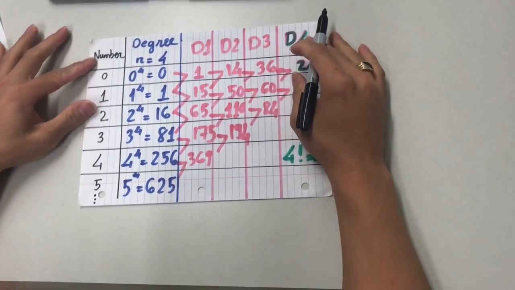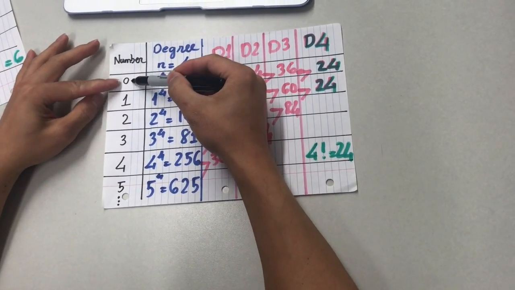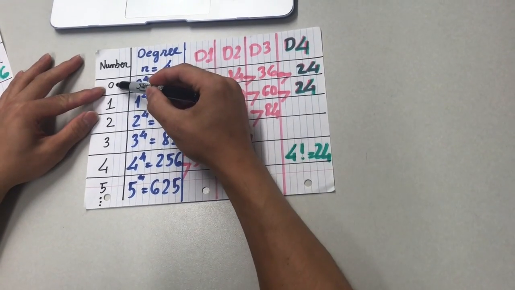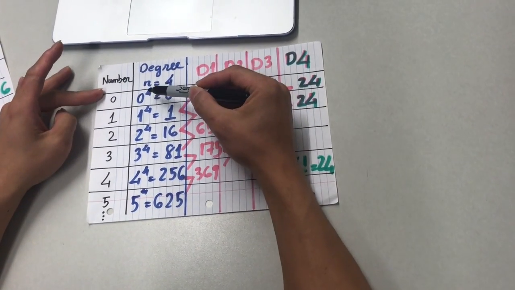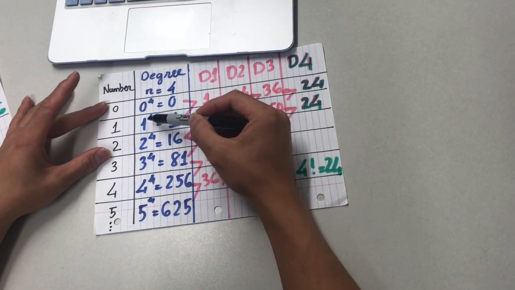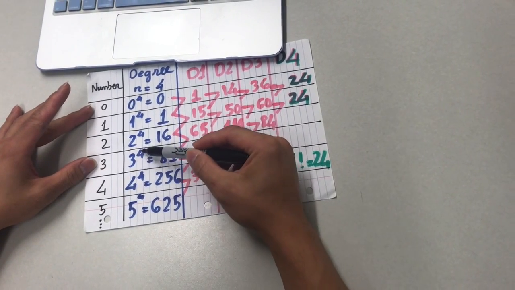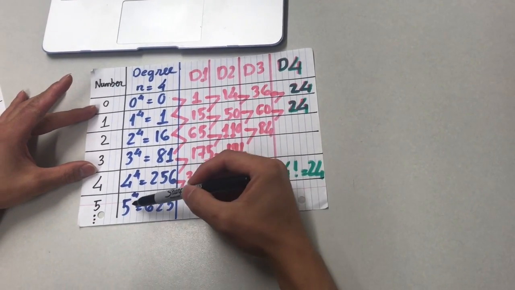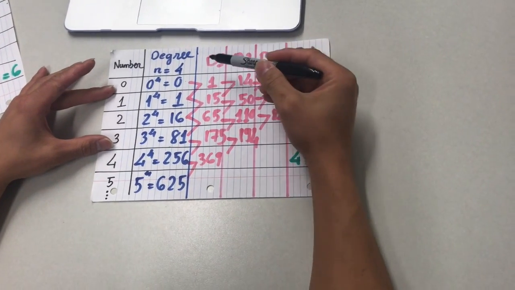Okay, for demonstration purposes, I'm just going to look at the numbers from 0 to 5 instead of 0 to 10. So from 0 to 5, let's say the degree is 4. Then I take 0 to the 4 is 0, 1 to the 4 is 1, 2 to the 4 is 16, 3 to the 4 is 81, 4 to the 4 is 256, and 5 to the 4 is 625. Alright, so now I take the differences.